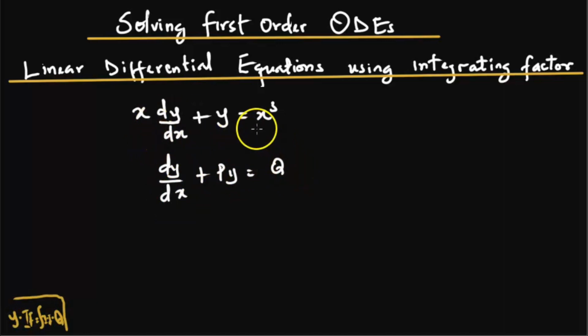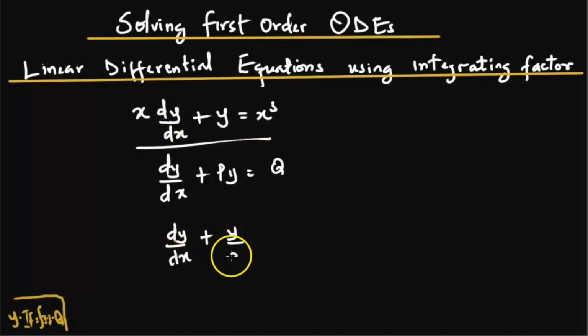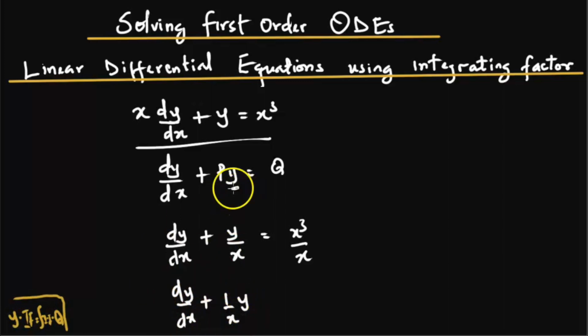Okay, so here we can simplify this expression by dividing through by x. So we're going to have dy/dx plus y over x equals x cubed over x. Okay, so from here I want y to stand alone and have a coefficient. So dy/dx plus 1 over x times y, so that I can easily compare it, equals x squared.